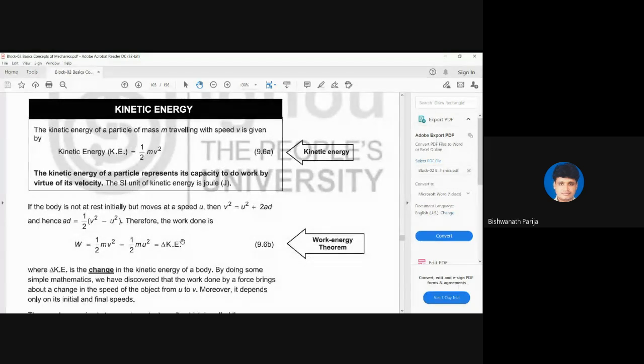All of you listen. If the initial velocity is not 0, initial velocity u, final velocity v, displacement d, then v square equals u square plus 2ad. So your ad equals half of v square minus u square, or not? Yes, sir. So this work done equals the change in kinetic energy: final kinetic energy minus initial kinetic energy. This is your work energy theorem.